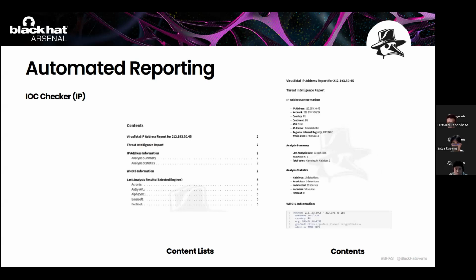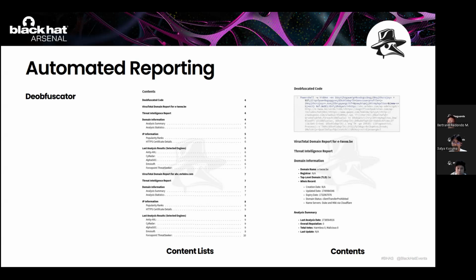The next one is for the IP IOC checker input, which consists of IP address information, WHOIS information, and last analysis results inside the content list. For the contents itself, there is detailed information related to the IP address, such as the IP address itself, the network that is used, the subnet, the country, the continent, the ASN, and so on. And there is also detailed information related to the analysis summary, the statistics, WHOIS information, and the last analysis results by the selected engines. Next.